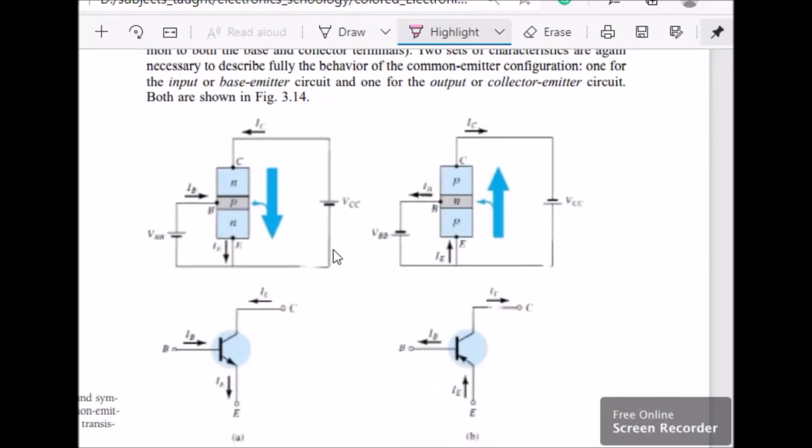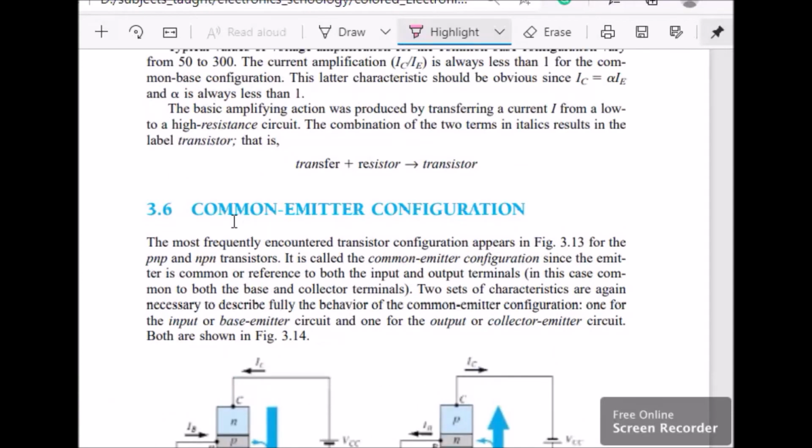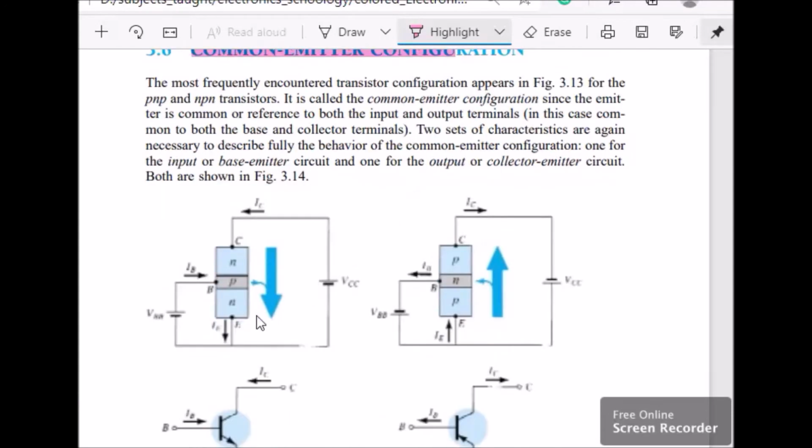Ito naman ganitong configuration class is called common emitter configuration. Kasi, yung emitter mo, both connected sa kanya si collector, which is our output side, and your base, which is more like our input side, or input and output terminals, both nakakonect sa kanya. So, common emitter ang tawag natin dyan.